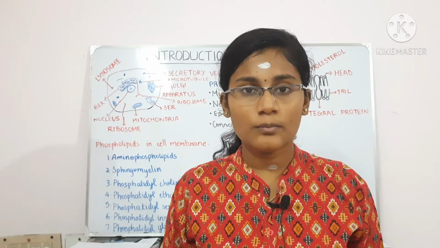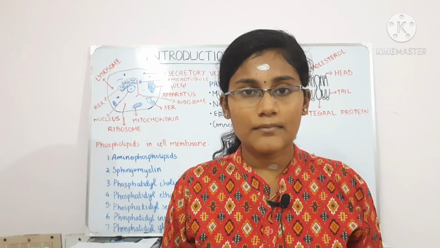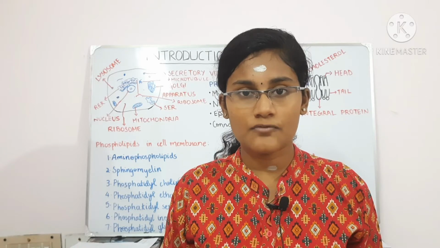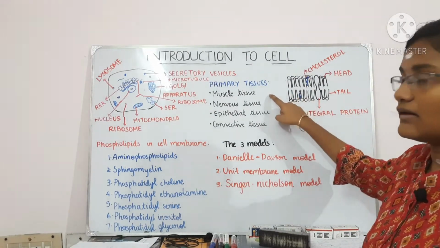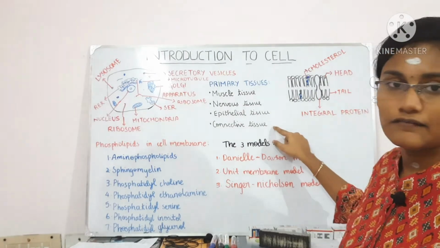So tissue is a group of cells that have a similar function, and the tissue makes all the organs in our body, and the tissue is divided into four major types. Okay, so all tissues come under these four types. These four types include the muscular tissue, nervous tissue, epithelial tissue, and the connective tissue.